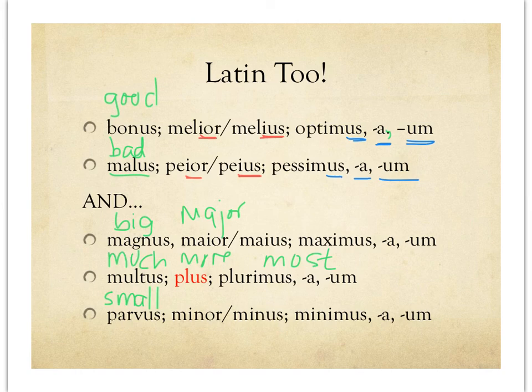And again, although these are irregular, they're not hard for an English speaker to recognize and translate. Something that is minor or minus means less, smaller. That's exactly what it is. And minimus means the smallest, the least. So those are pretty easy too, in terms of translating and identifying them in our sentences. But a little bit more about plus, which is a little strange.